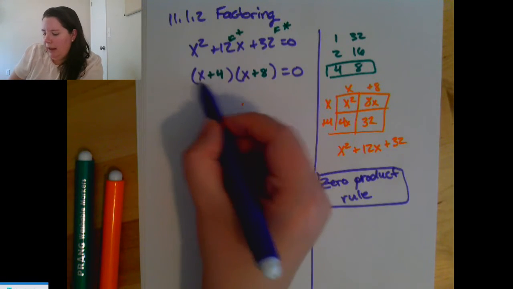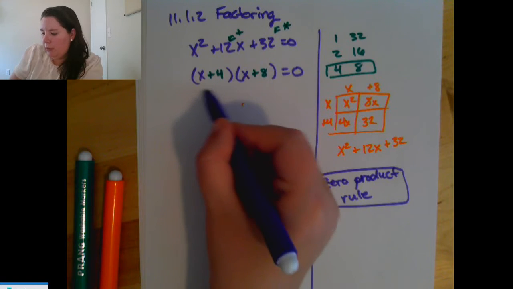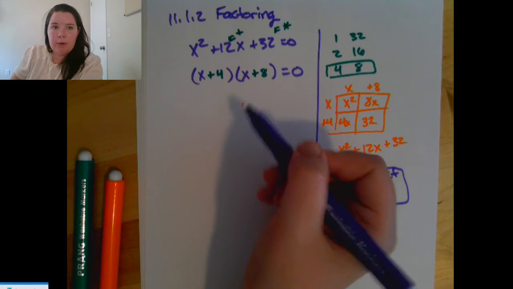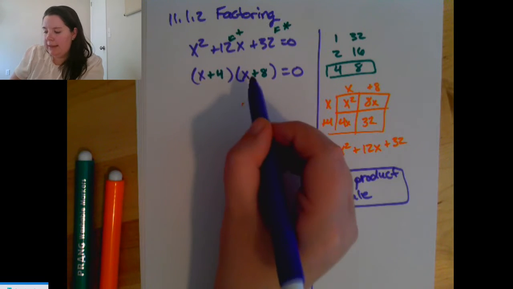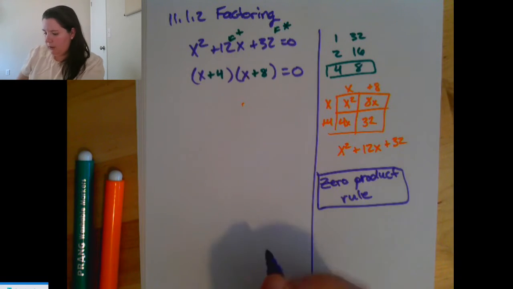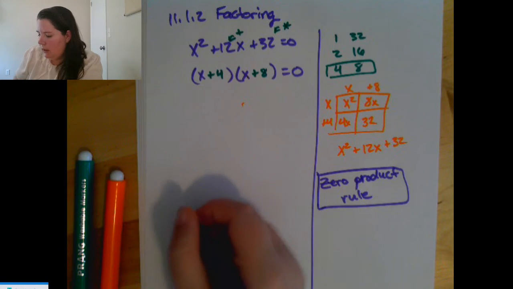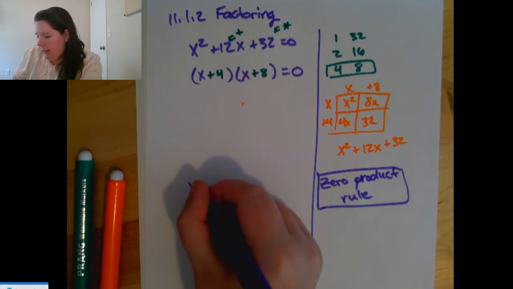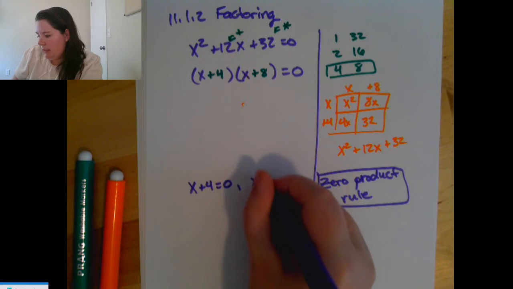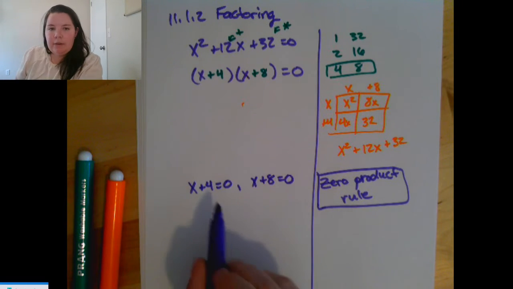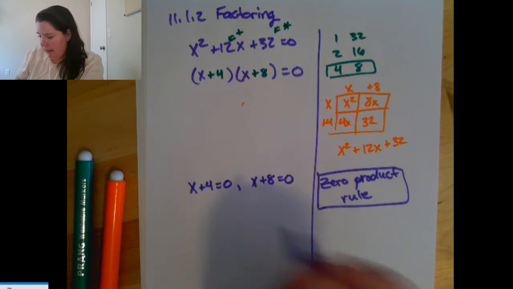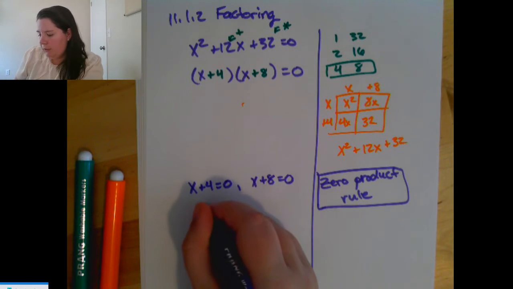Because now I can say, if this piece is 0, then the whole thing is 0. Or, if this piece is 0, the whole thing is 0. I only need to solve these tiny pieces by themselves. I don't have to figure out the whole thing all in one go. So when I apply that, I can say x plus 4 equals 0, and x plus 8 equals 0. These are two very easy, small equations that we could solve all day. I'm going to subtract 4 from both sides.